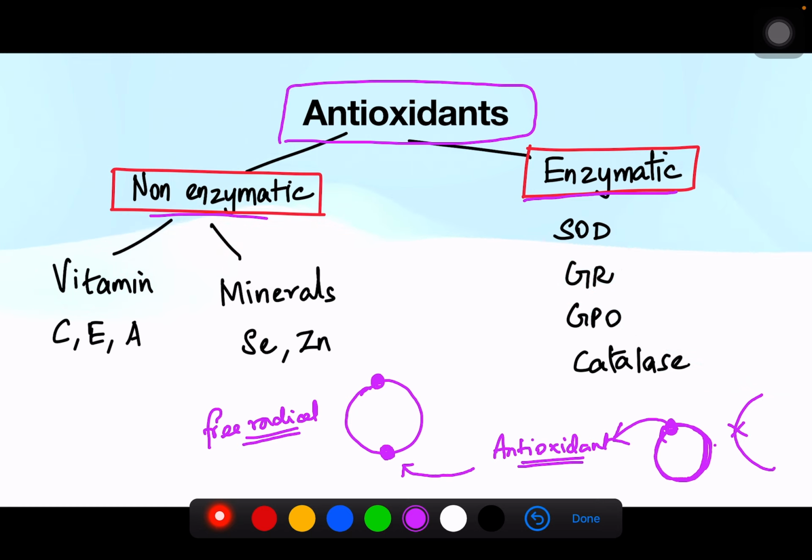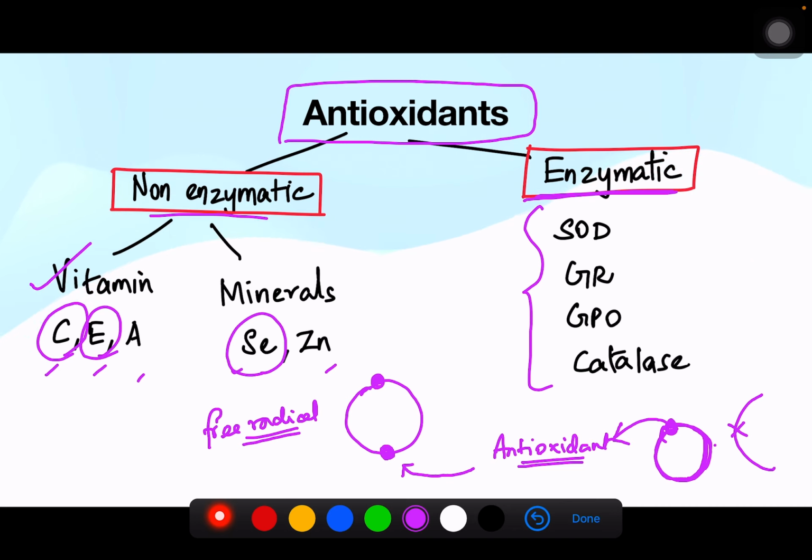So we'll see it soon. The enzymatic free radical scavenging systems are what we have seen already, and the non-enzymatic ones are called antioxidants, which are vitamin C, E, A, and minerals like your selenium and zinc, of which the important ones are vitamin C, vitamin E, and minerals like selenium.